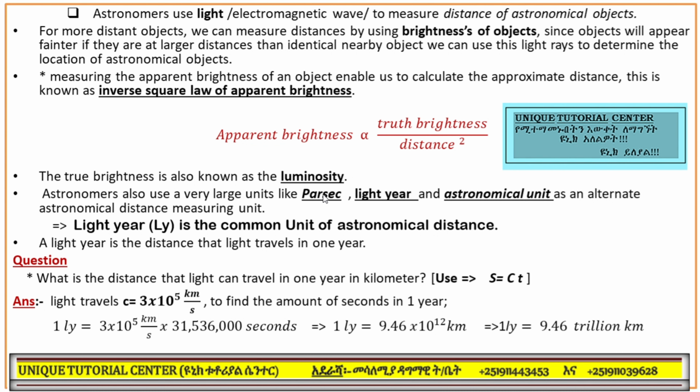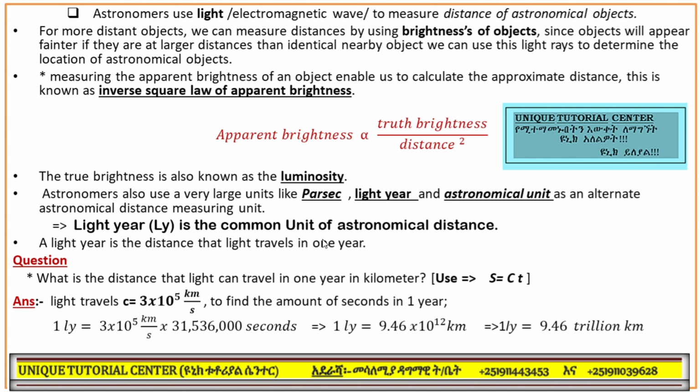See, parsec is actually the largest one. One parsec is like 3.2 light years. And astronomical unit means AU, the average or mean distance between Earth and Sun, which is like 150 million kilometers. 1 light year is the distance covered by light traveling with its speed in vacuum for 1 year.